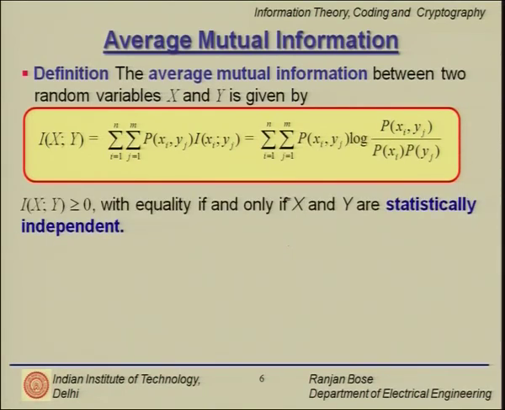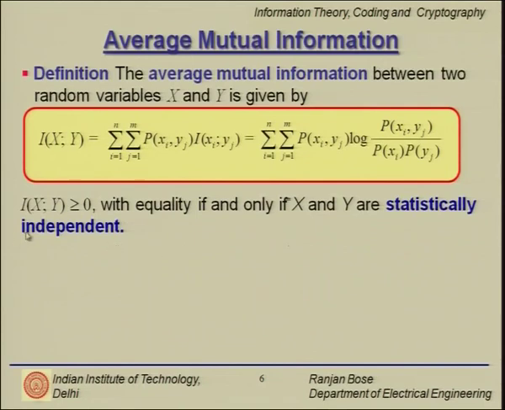Now, what is interesting is that this average mutual information I(X;Y) is non-negative. It is greater than or equal to 0, and equality is achieved if and only if the X and Y random variables are statistically independent. That is to say that X does not communicate any information about Y and vice versa.